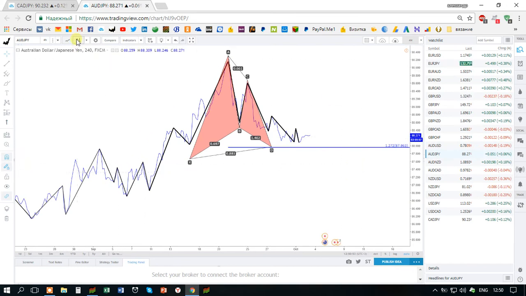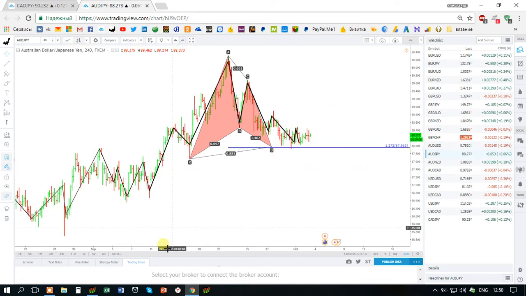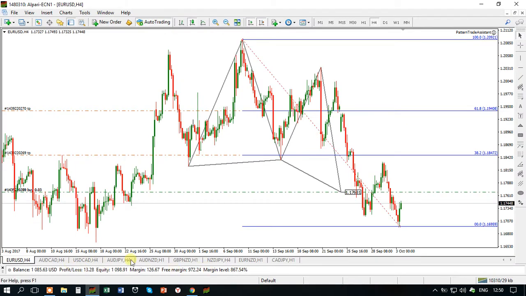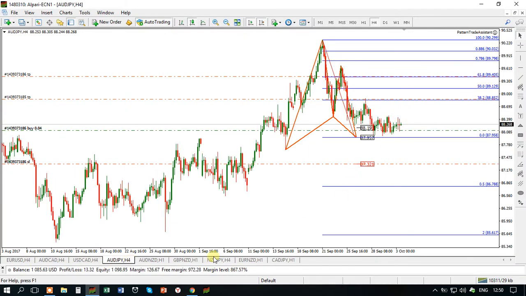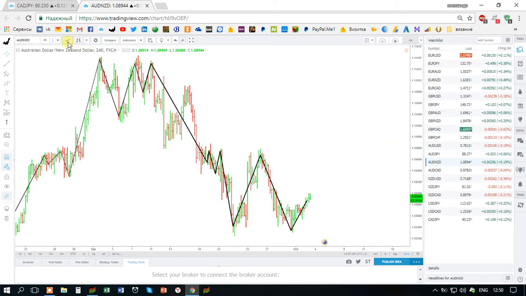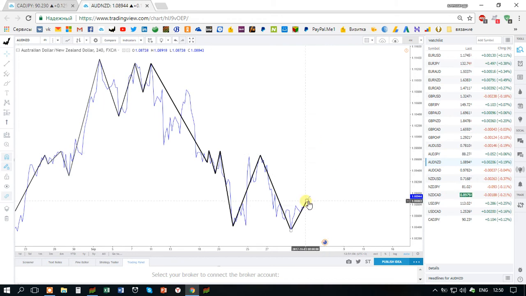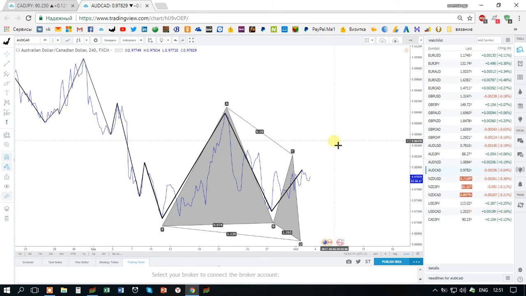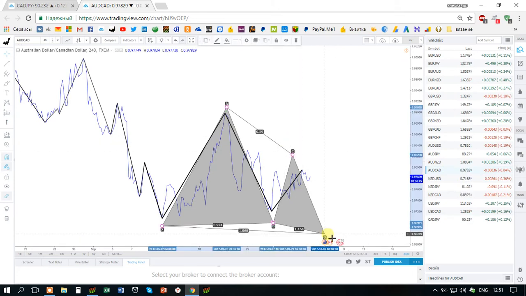Aussie yen, I have this pattern running. Aussie yen 4 hour, here it is still running. Let it hit one of those levels, either stop loss or take profit. Okay, nothing on New Zealand. Aussie New Zealand, Aussie CAD.